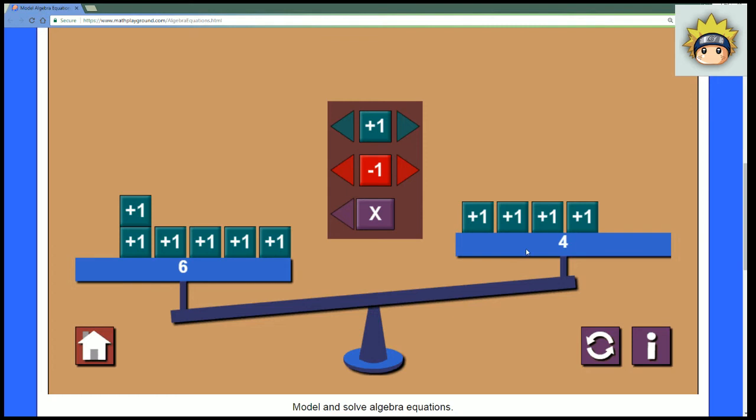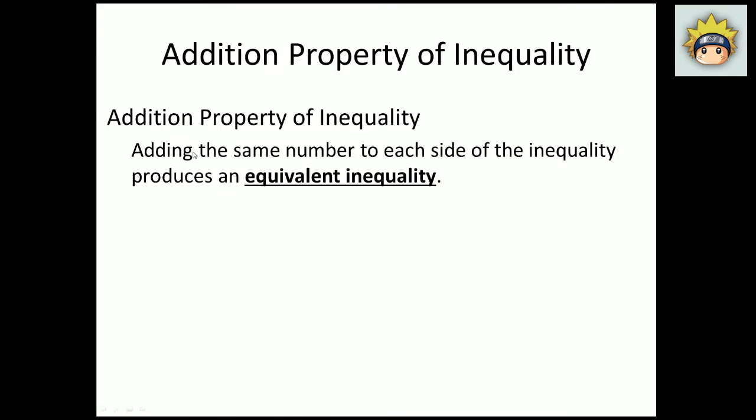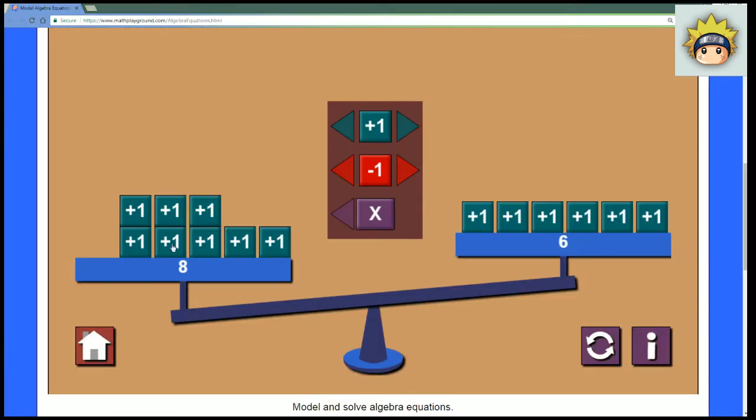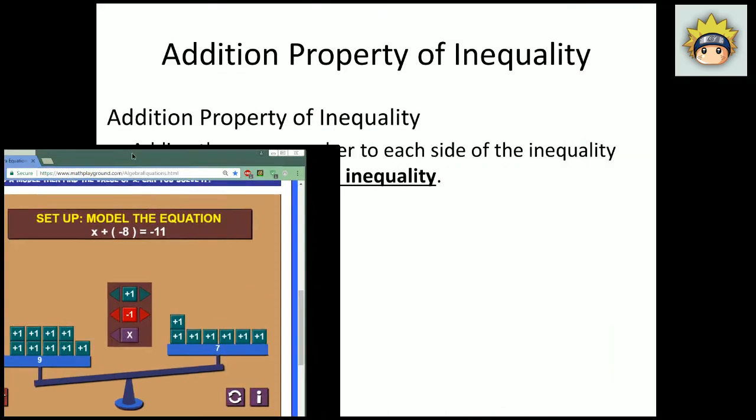Okay? So, let's see if I add 1 to both sides. 1 to the left, 1 to the right. Do you see how it's the same? Let's add one more to the right. It's still the same. Do you see how when I add the same number to both sides, I get an equivalent inequality? So let me add one more here. One more there. 9 and 7. You see, it's still in favor of the 9.